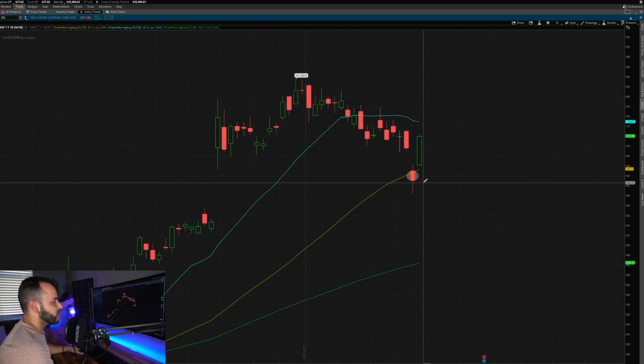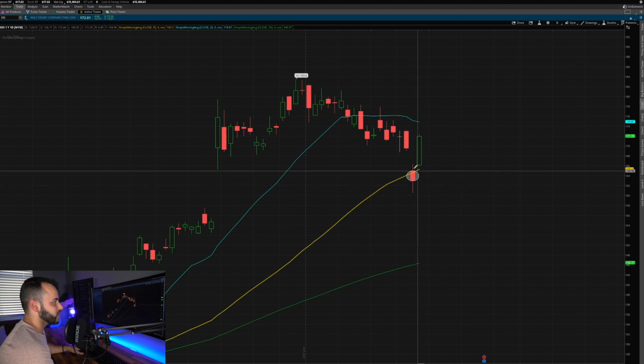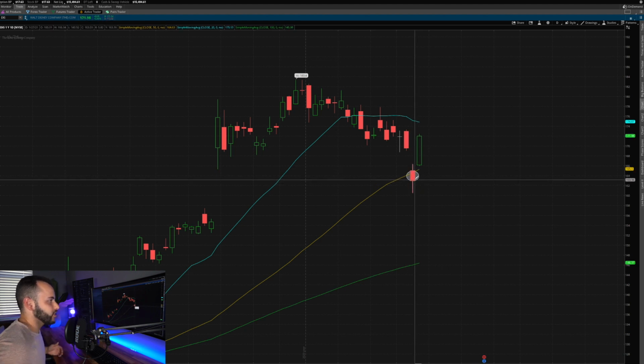So we dipped and gapped down right to the 50-day moving average. And usually when stocks gap down like that on the daily chart, they try to make that gap back. So they try to fill that gap to the upside. And that's exactly what happened with Disney.